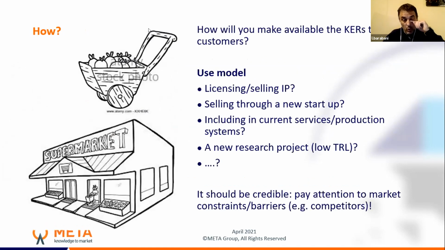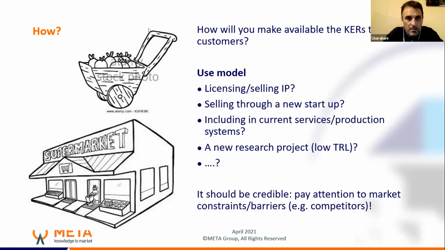once you define to whom, you have to define how. So we identified what our result is, and to whom we will sell it. Now in your exploitation plan you also have to define how you plan to sell your result to the customers. And this introduces the concept of the use model.